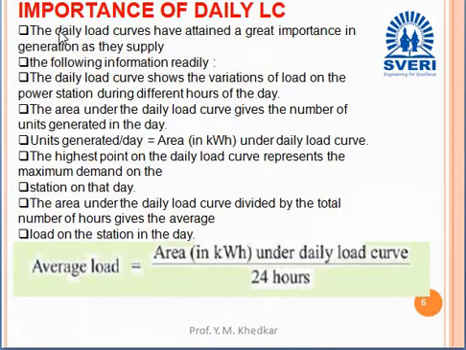The area under the daily load curve divided by the total number of hours gives the average load on the station in the day. So this is the first formula to calculate the average load: area in kilowatt hour under the daily load curve divided by 24 hours will provide us the average load on the power station. Means for 1 hour almost how much load is going to be there on the power station can be calculated by using the formula which is given in front of you.